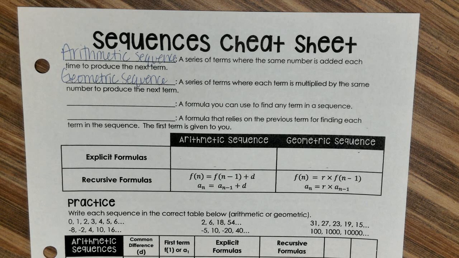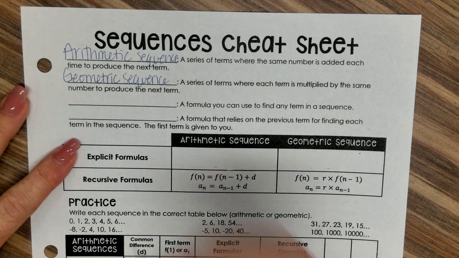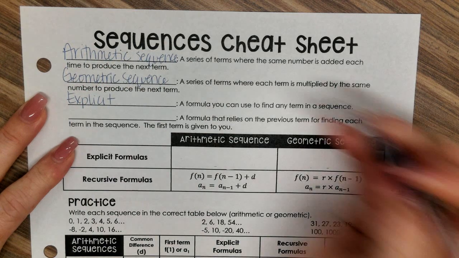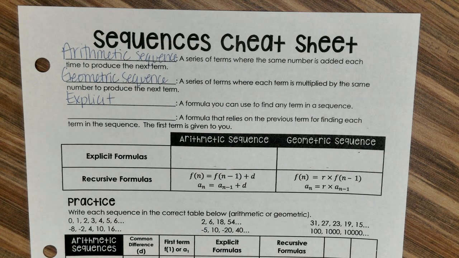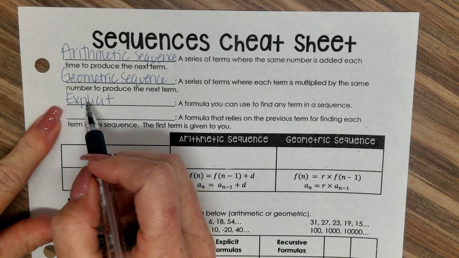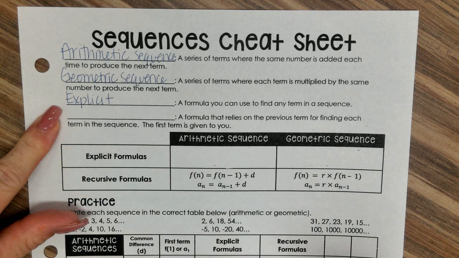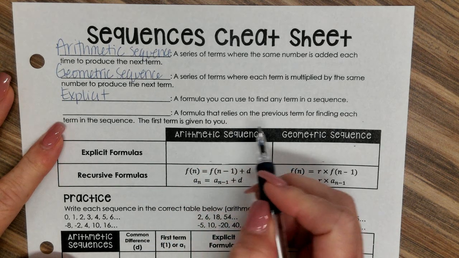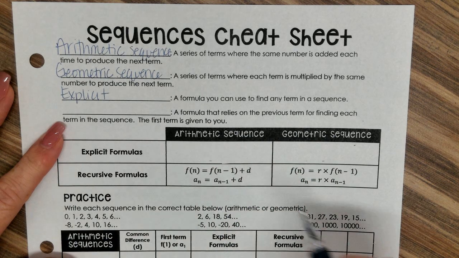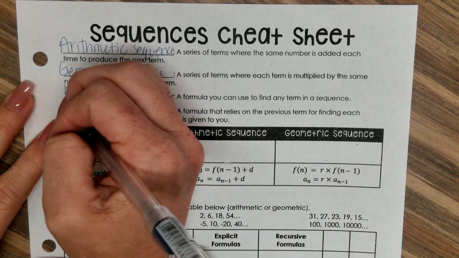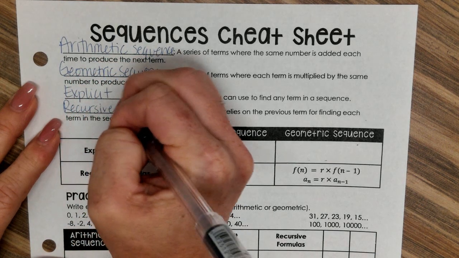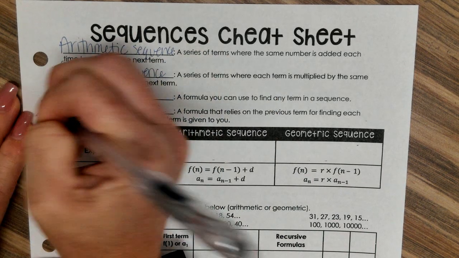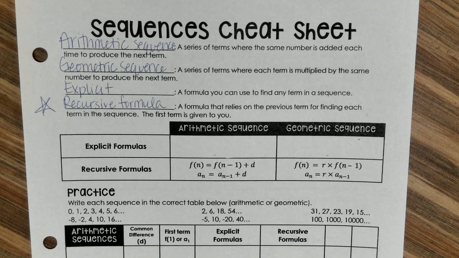Now, what you need to understand is that there's two formulas you can write to find any term in a sequence. The explicit formula is a formula you can use to find any term. It works every single time. But this right here does not have to be taught in Algebra 1, so I'm not going to teach it to you. It's actually the easier formula to use. But this formula, a formula that relies on the previous term for finding each term in the sequence, where the first term is given to you, is called the recursive formula. This is the one that the state of Texas says I have to show you.